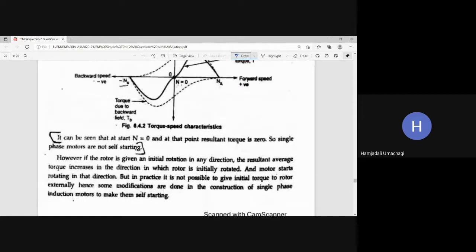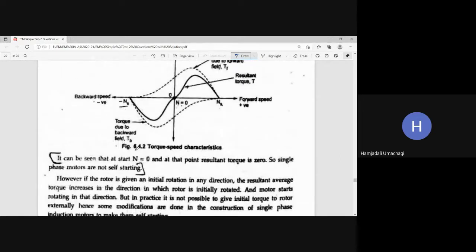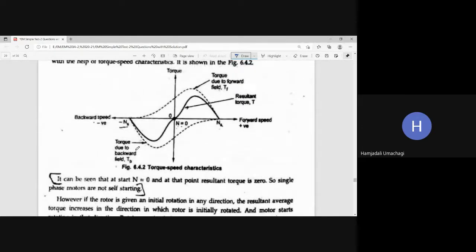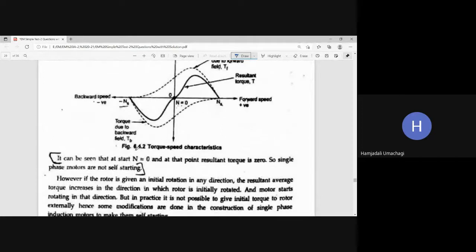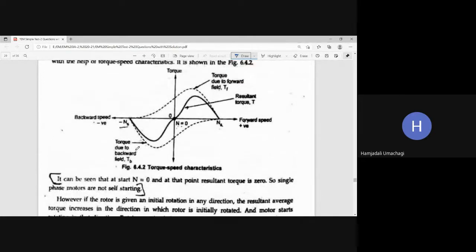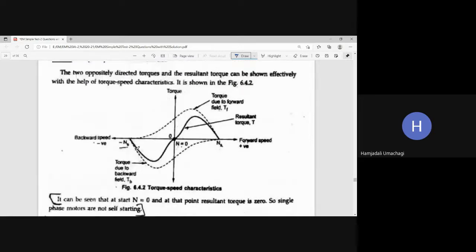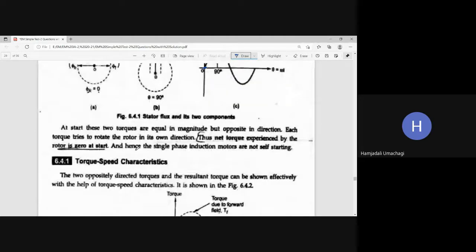So in order to give some additional torque so that the single phase induction motor can start on its own, there will be some modification we should give. What those modifications are, we can see in the different types of single phase induction motor, which we call the capacitor start capacitor induction motor. That capacitor will give initial torque so that the single phase induction motor can be made to start on its own.